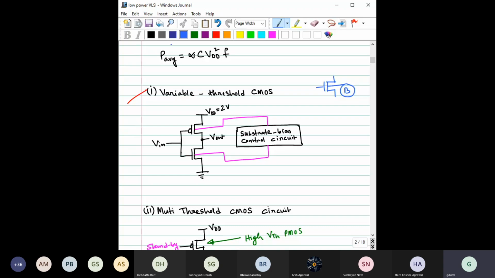When do you want the threshold voltage to be higher? This is a detailed inverter circuit, and it has two states. One is the on state or transition state, and the other is the static state. During the static or standby situation, one of the transistors would be off. So you want the transistor threshold voltage to be higher in that sense.